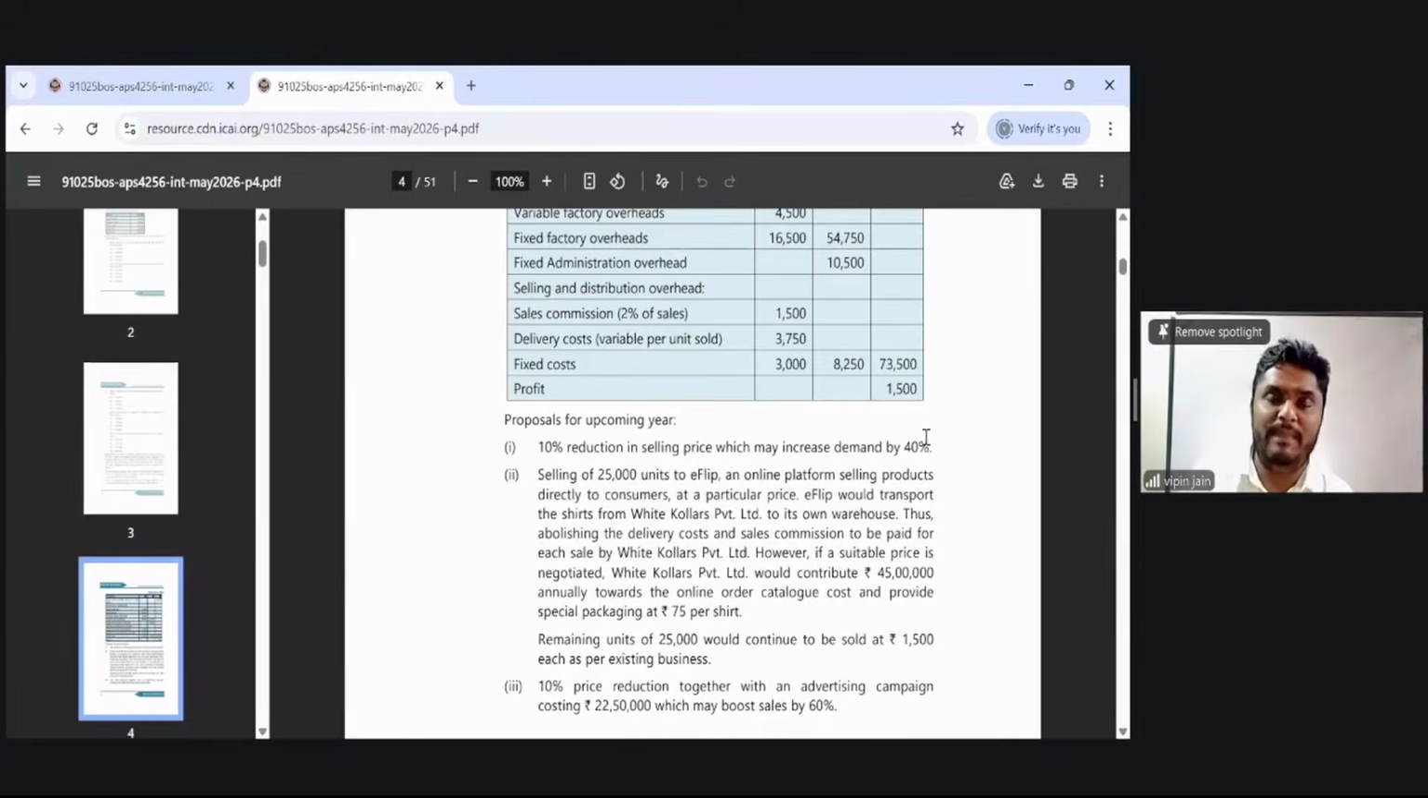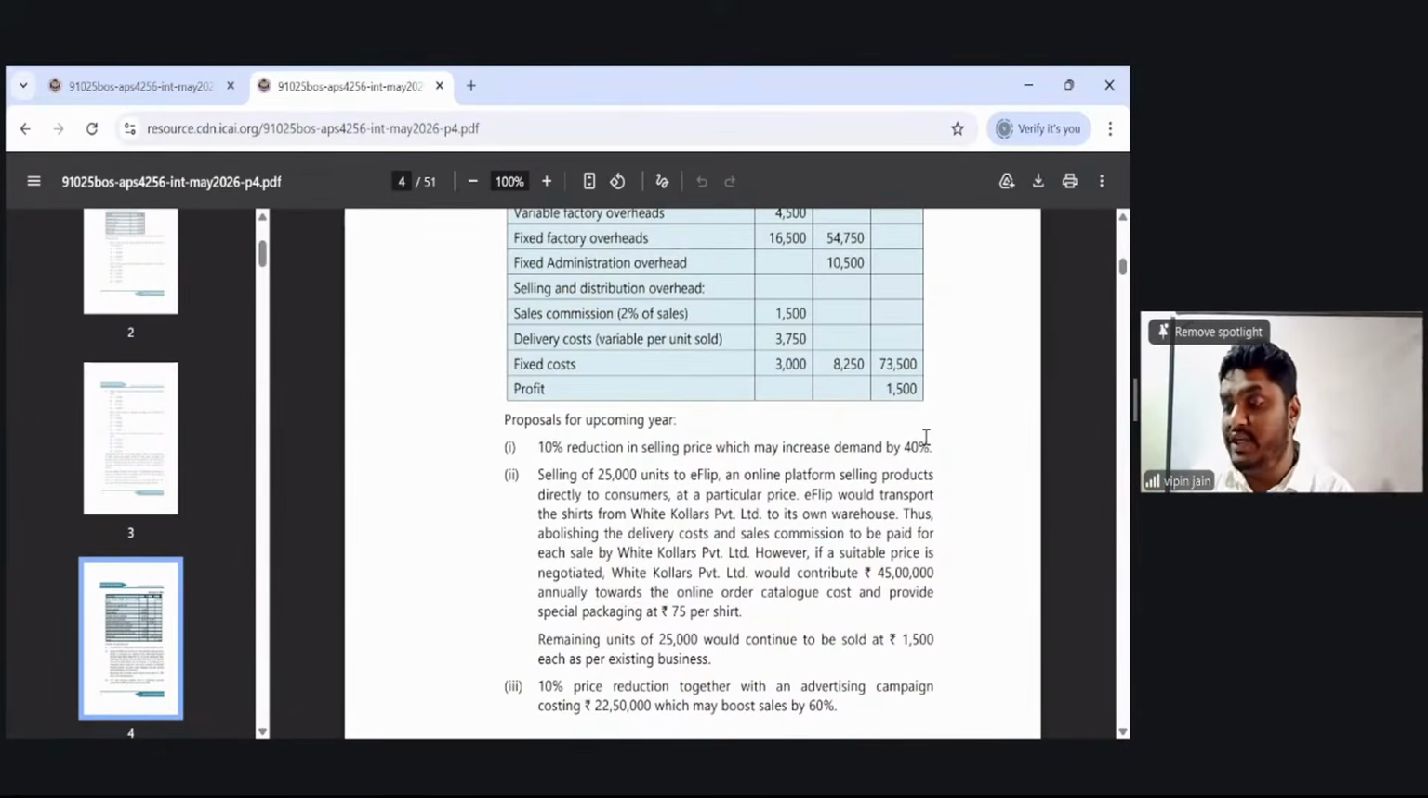Second proposal is selling 25,000 units to eFlip. Might be an online selling platform. So herein they have mentioned selling of 25,000 units to eFlip, an online platform selling products directly to the customers at a particular price. eFlip would transport the shirts from White Collar Private Limited to its own warehouse. So ultimately 25,000 is the order we have to deliver. eFlip will just pick up and will load it in their warehouse.